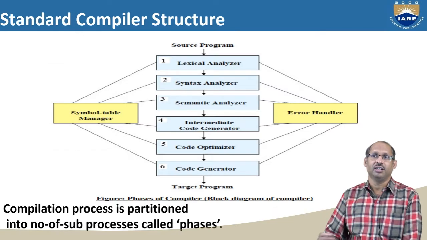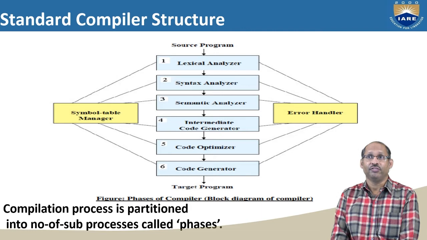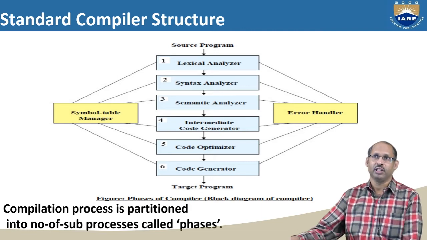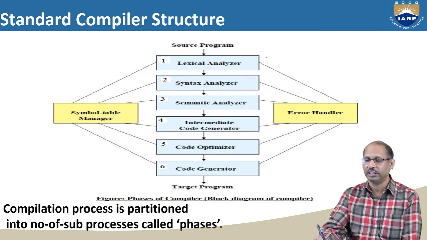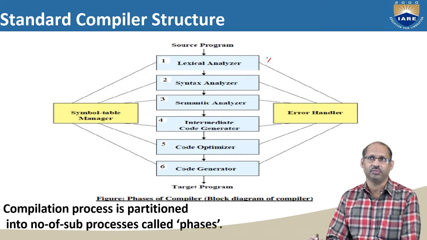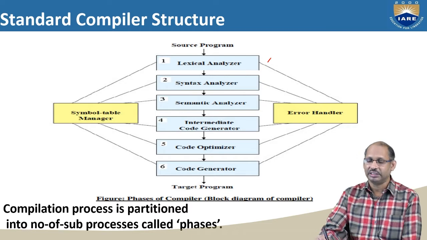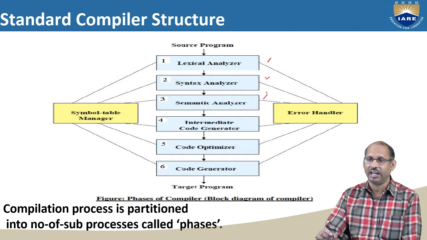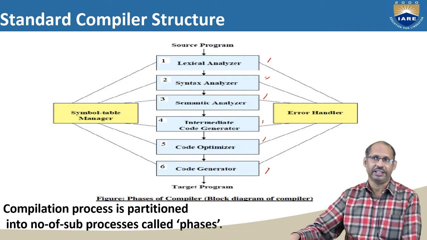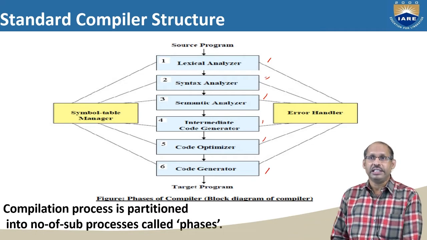So this is the diagram of the phases of a compiler. The first one is lexical analyzer. Second one, syntax analyzer. Third one, semantic analyzer. Fourth one, intermediate code generation. Fifth one, code optimizer. Sixth one, code generator.